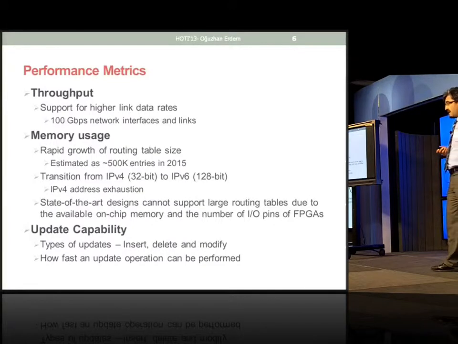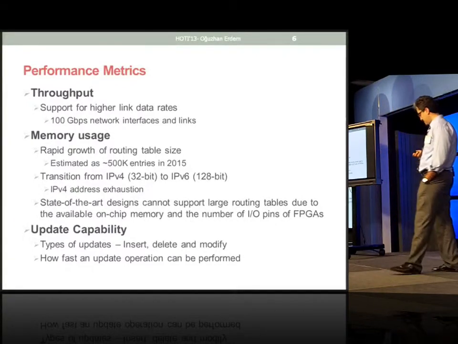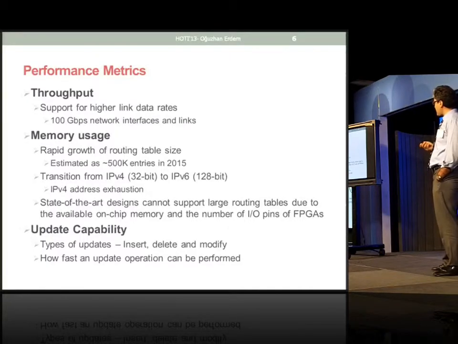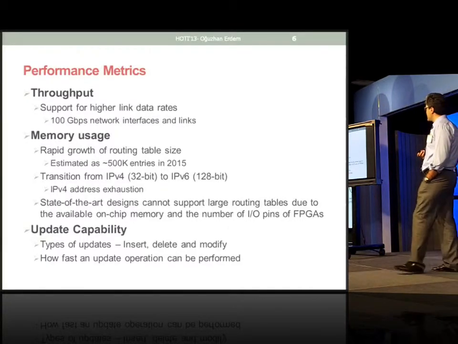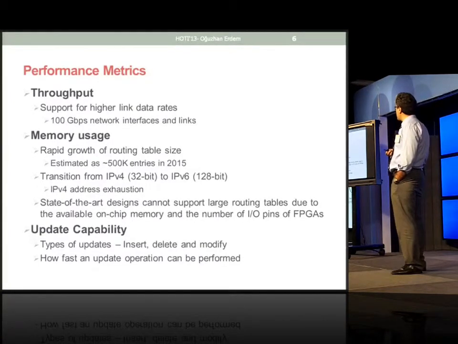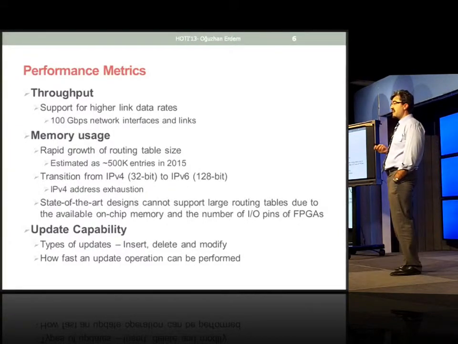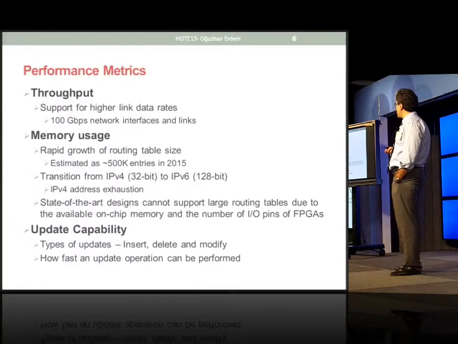IP packet forwarding has been a major bottleneck for internet infrastructure. There are several metrics. These are the throughput, memory efficiency, and the update capability. So we know that the major internet carriers and the ISPs deploy 100 gigabit per second network interfaces and links. So a single router has to process a single packet in 3 nanoseconds to catch these rates.